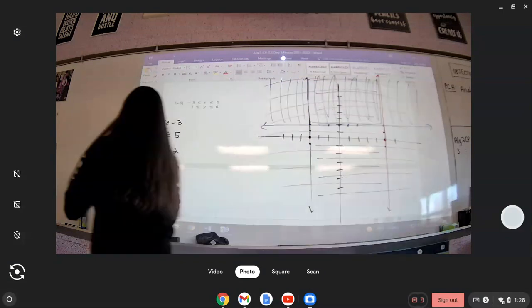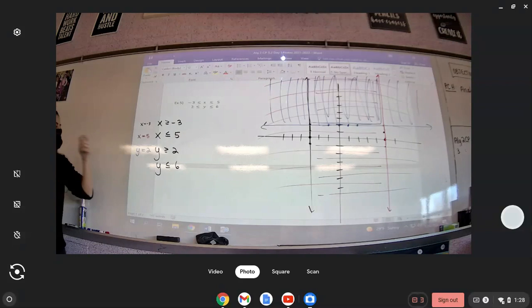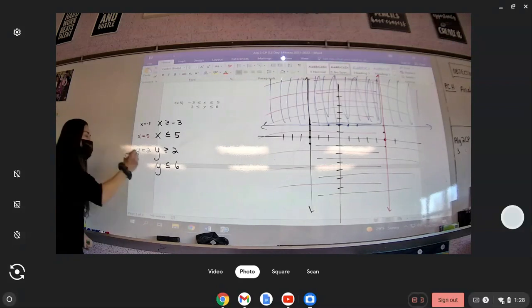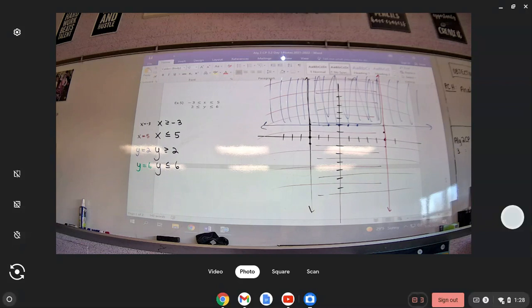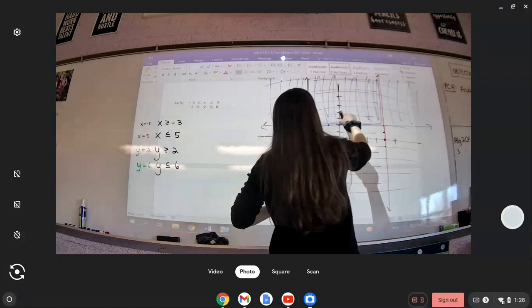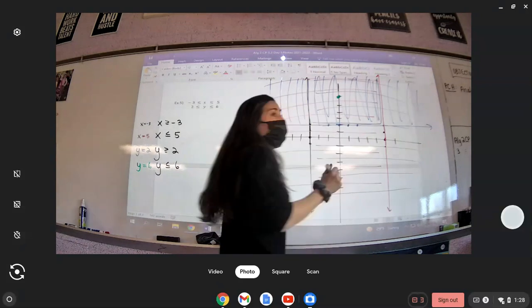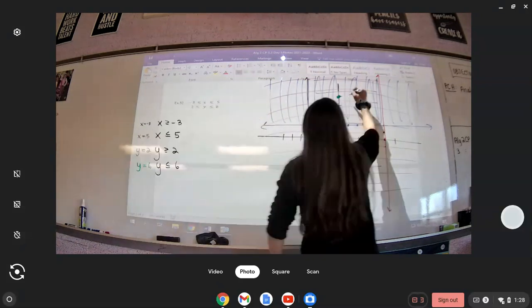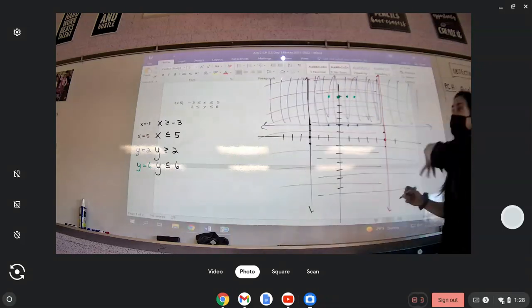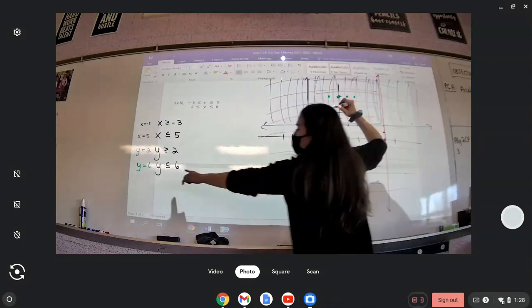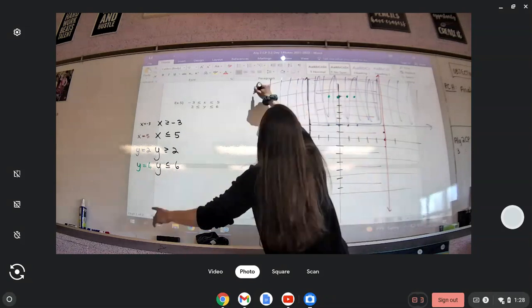All right, we got one more. I'm going to do it in green. Y is less than or equal to 6. First graph the line y equals 6. So where's y equal to 6? Up 6. 2, 3, 4. Draw another dot where y is 6. Here, here, here. What kind of line is formed? Again, horizontal. Solid or dashed? Solid.